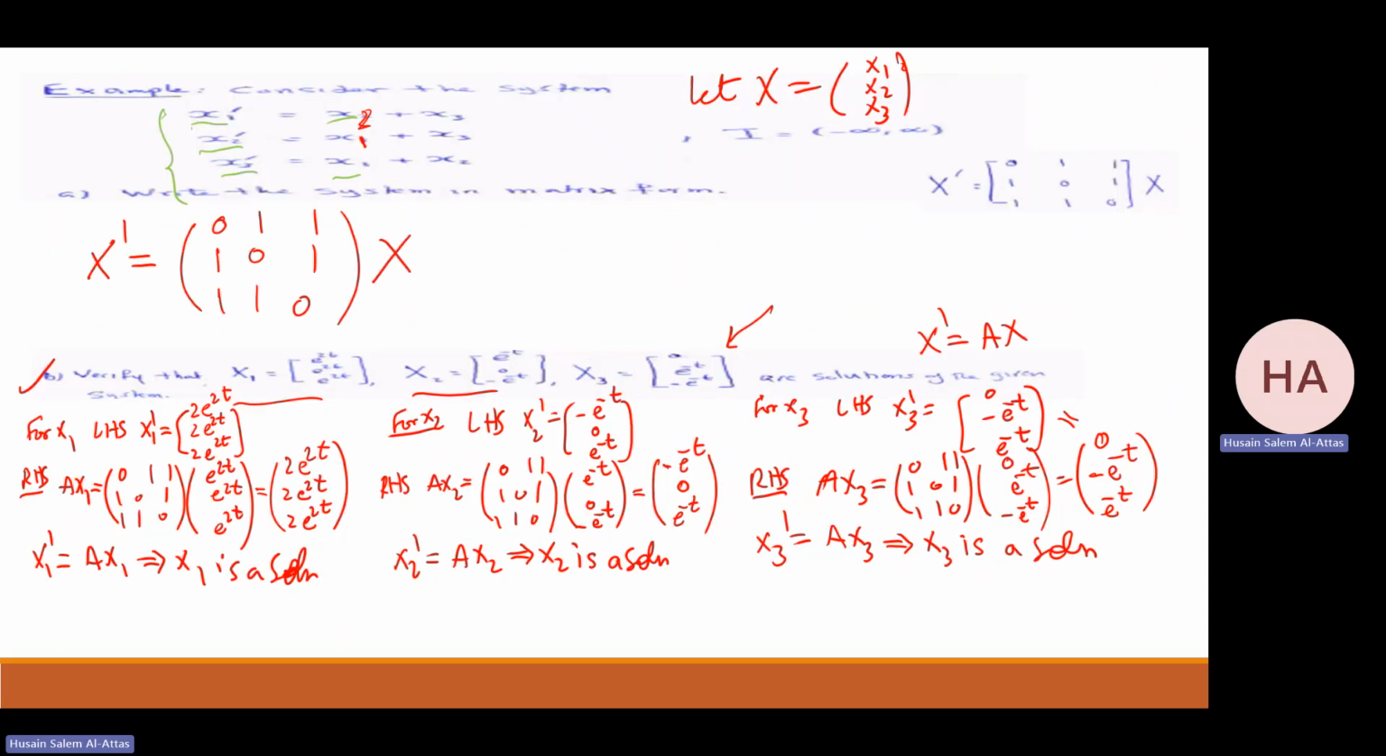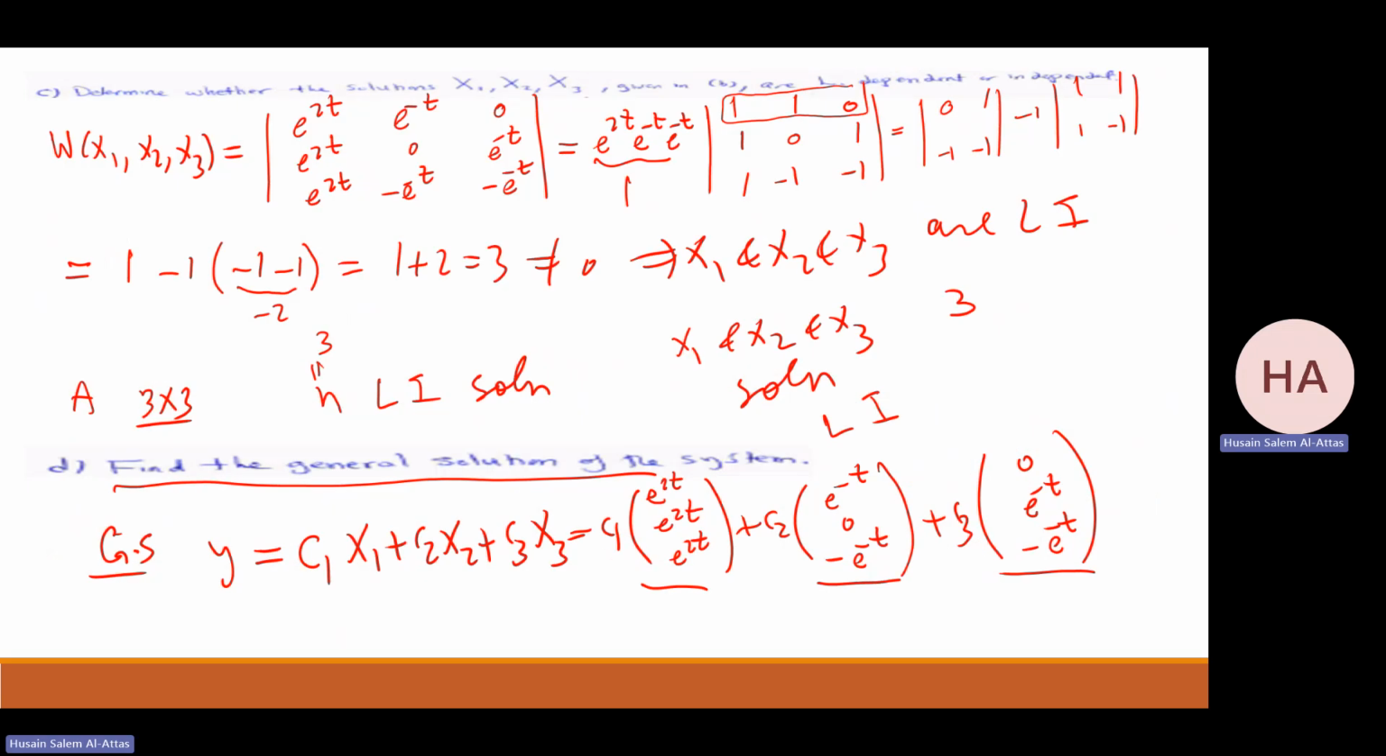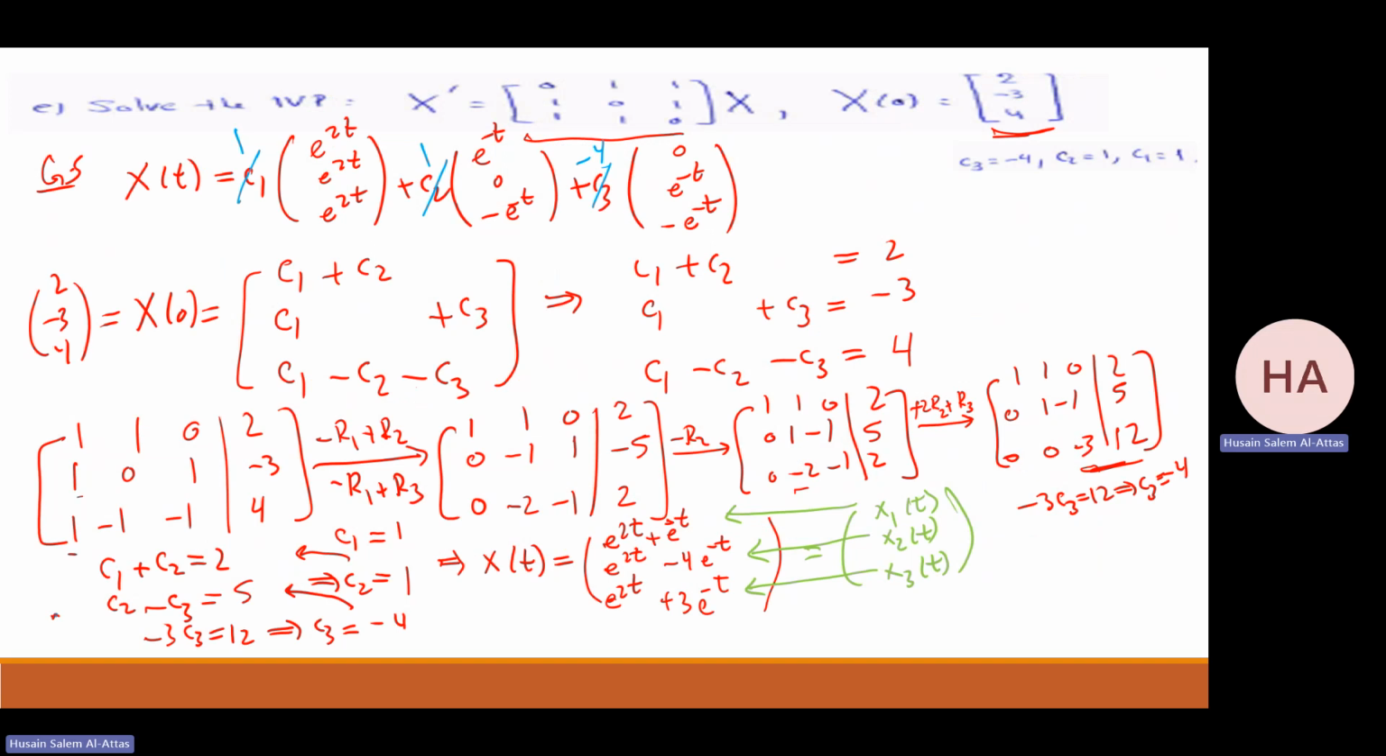This question explains everything. We write the system in matrix form. This is the first thing. Then we show there are solutions. And then we determine they are linearly independent. They are linearly independent, actually. Okay. And then we find the general solution. And then we use the initial condition to find the C's. He gave us an initial condition to find the C's.